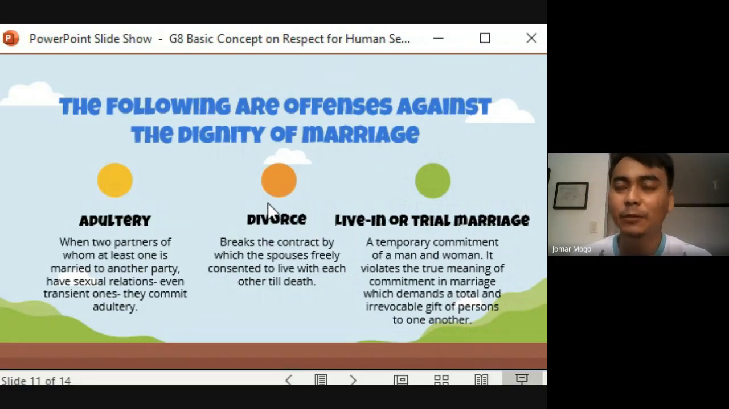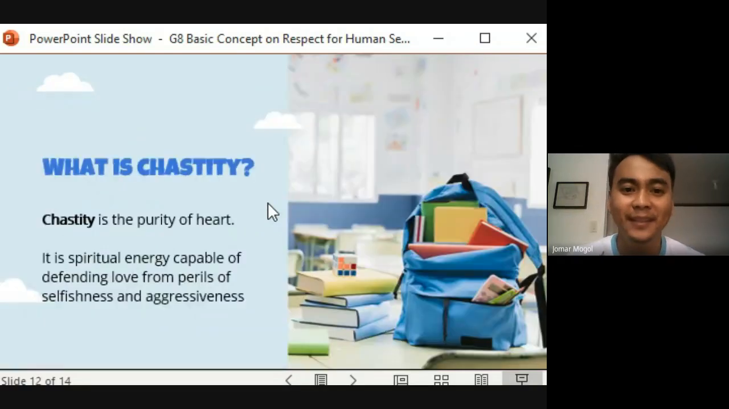So, sinasabi ko nga, 'di ba, kapag hindi ka na masaya sa buhay na kinalalagyan mo, you have to go out in that zone because you deserve to be happy and not to be sad through your life. Yan, then live-in and trial, yun yan. Again, malapit na pala tayo matapos.